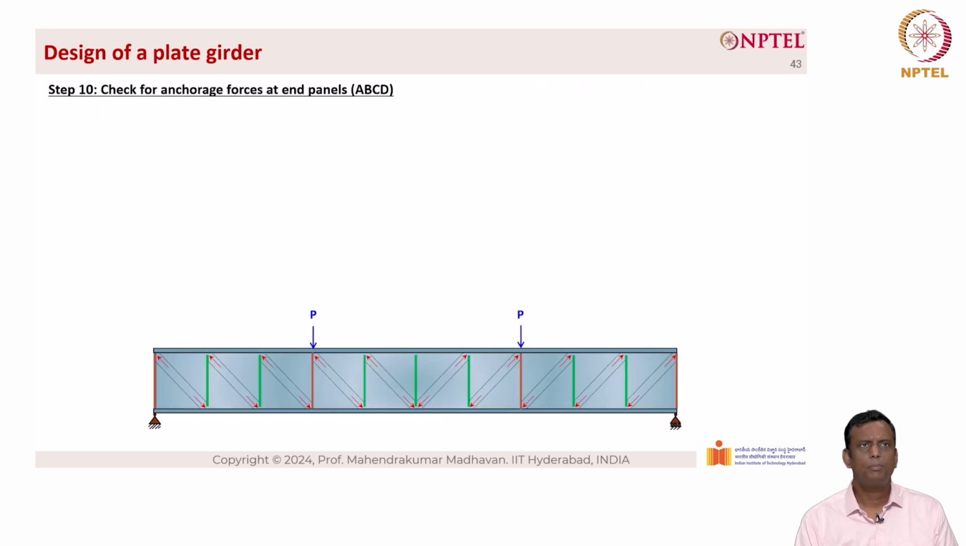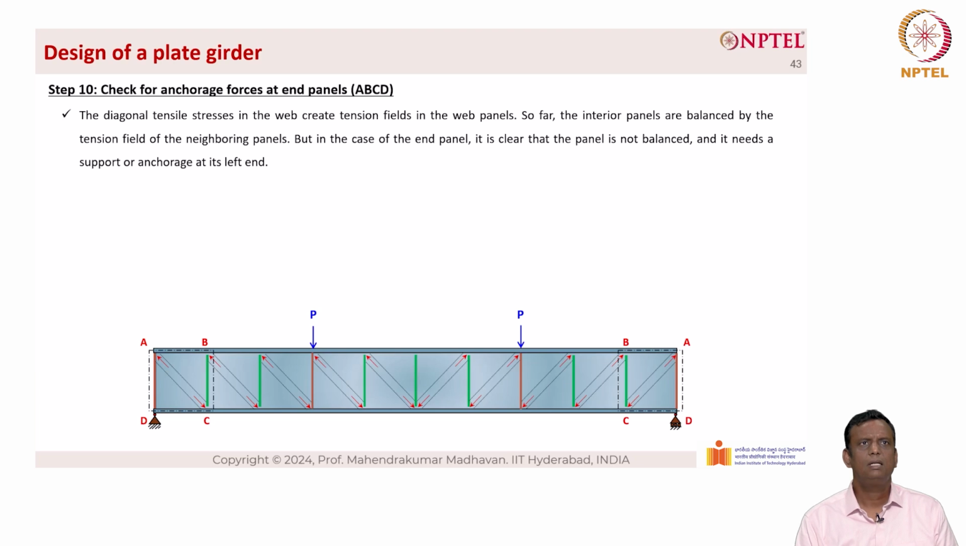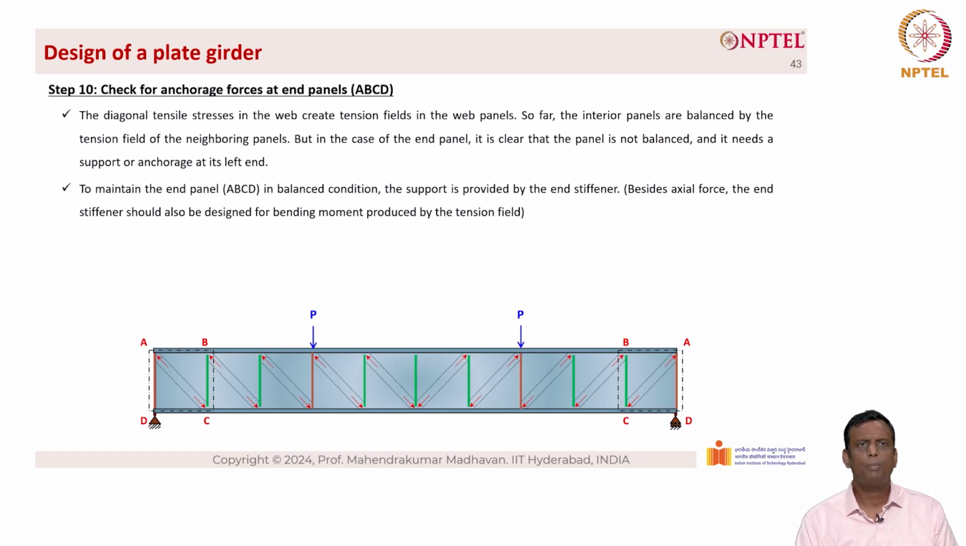Now, let us look at step 10, which is to check for anchorage forces at end panels ABCD. The diagonal tensile stresses in the web create tension fields in the web panels. So far, the interior panels are balanced by the tension field of the neighboring panels, but in the case of the end panel, it is clear that the panel is not balanced and it needs a support or anchorage at its left end. To maintain the end panel ABCD in balanced condition, the support is provided by the end stiffener.